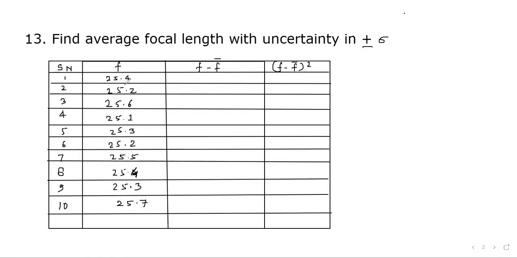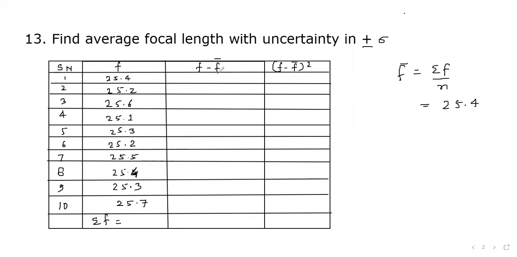Next question is find average focal length with uncertainty in plus minus sigma. So we have to find out sigma, standard deviation. F is given. Now we find F bar. So we have to find out sigma F, and then F bar will be equal to sigma F divided by number of terms, N. So sigma F upon N, if we evaluate, that will be equal to 25.4.